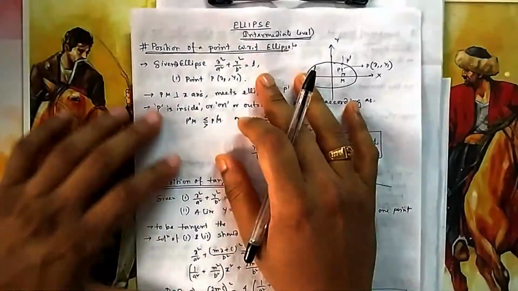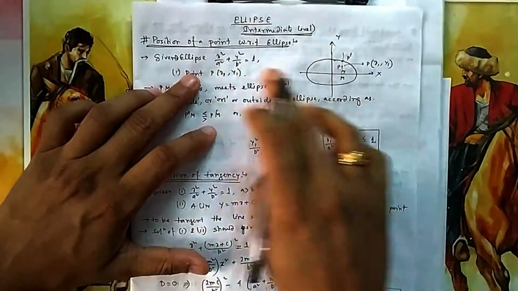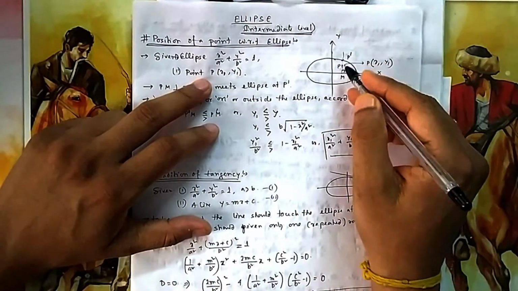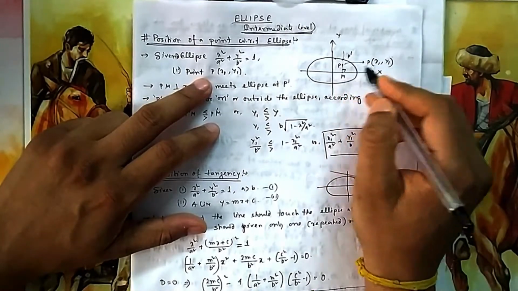Okay, the article is position of a point with respect to an ellipse. So you are given an ellipse. This is the ellipse given and this is the point P given. So P can be this point, can be outside, can be inside, can be on the ellipse also. So you have to check where this point P is, how we will check it.